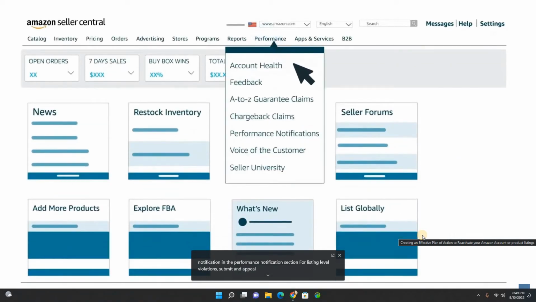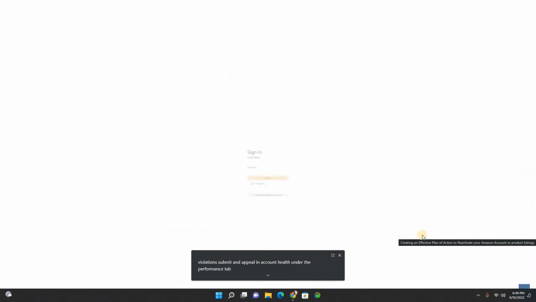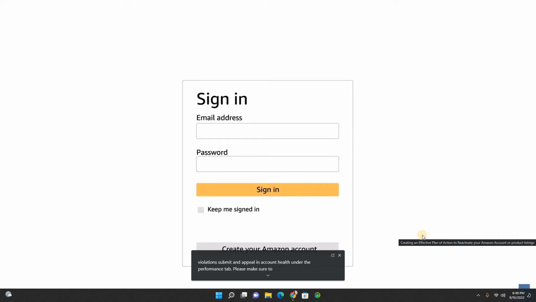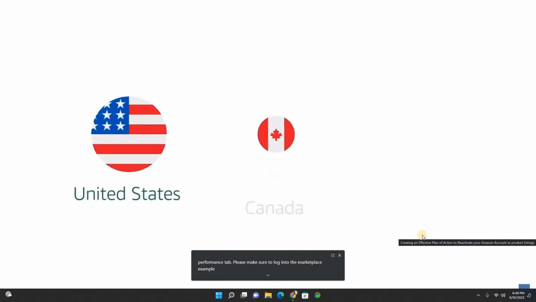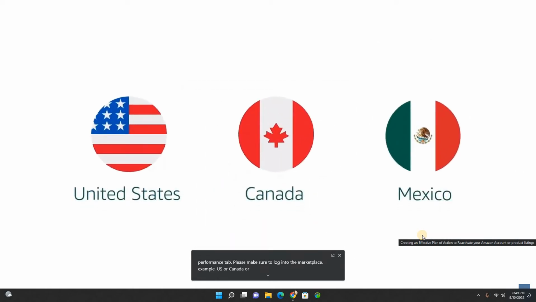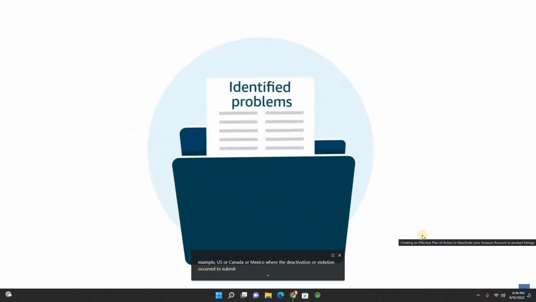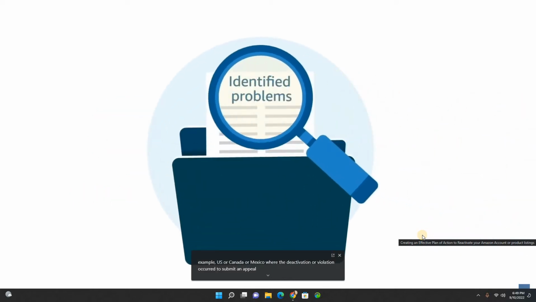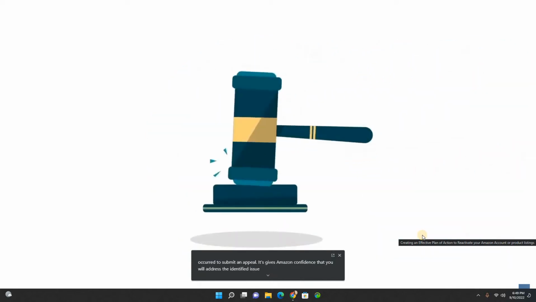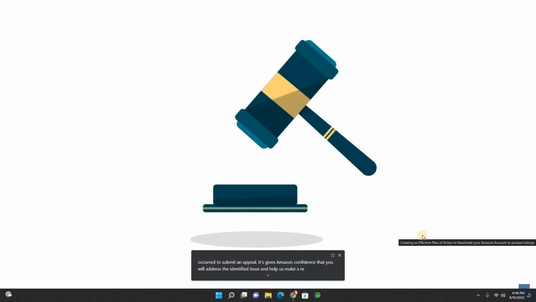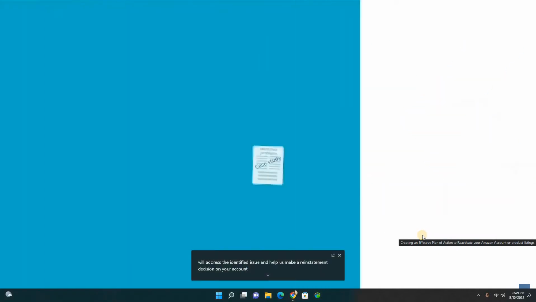You can submit an appeal and provide a plan of action, or POA. A plan of action gives Amazon confidence that you will address the identified issue and helps us make a reinstatement decision on your account or listing, considering every holistic perspective of your specific situation. First, let's dive into a plan of action, which typically includes the following 3 elements. Identify the root cause of the issue that led to the account deactivation or policy violation.